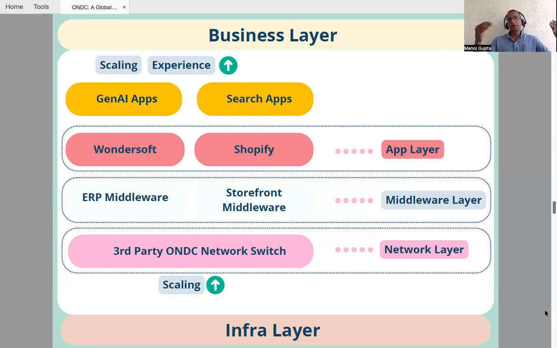Then your application layer, your middleware, your network layer, and then your whole scaling part at the infra layer, right? If you are an infra company that provides hosting services or that kind of stuff, ONDC is a great playground for you to offer your hosting services. Or if you are providing apps like search enhancement, filter enhancement, or scoring of the sellers, right? Trust scores of the sellers.